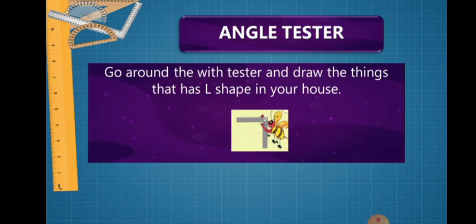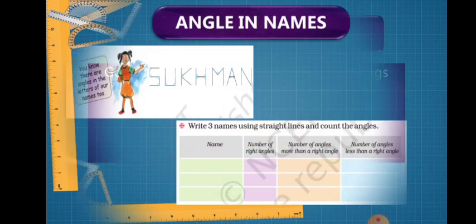The next one, angle tester. Go around with the tester and draw the things that have an L shape in your house. Yes, this tester has the L shape which is equal to 90 degrees.